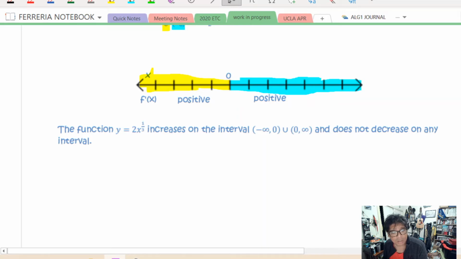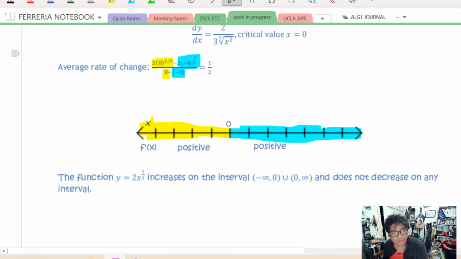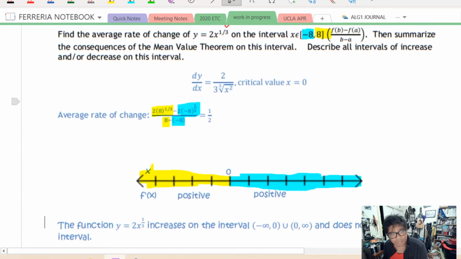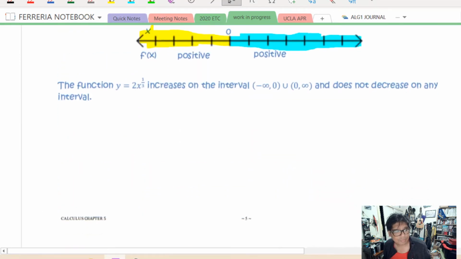You should not include a critical value in any interval if you're trying to figure out intervals of increase and decrease. Do not include any critical values.